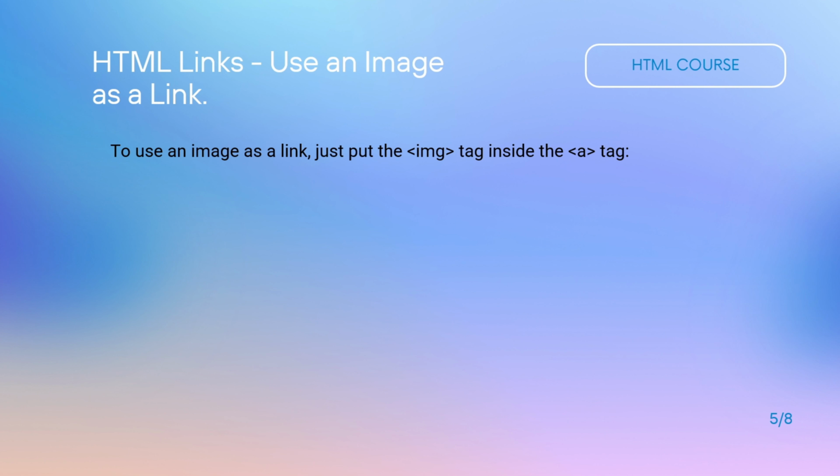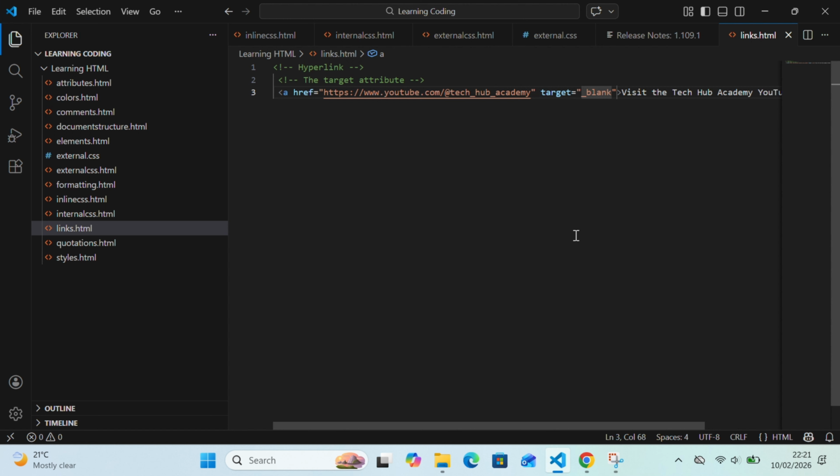Images can also be used as links. To make an image clickable, the image tag is placed inside the anchor tag. When users click the image, they are taken to another location. Let's try it out. Create a comment and type in image as link. Create an A element. Type in href in the opening tag. Then add the link. Instead of adding text as the content, we will use the img tag as the content.